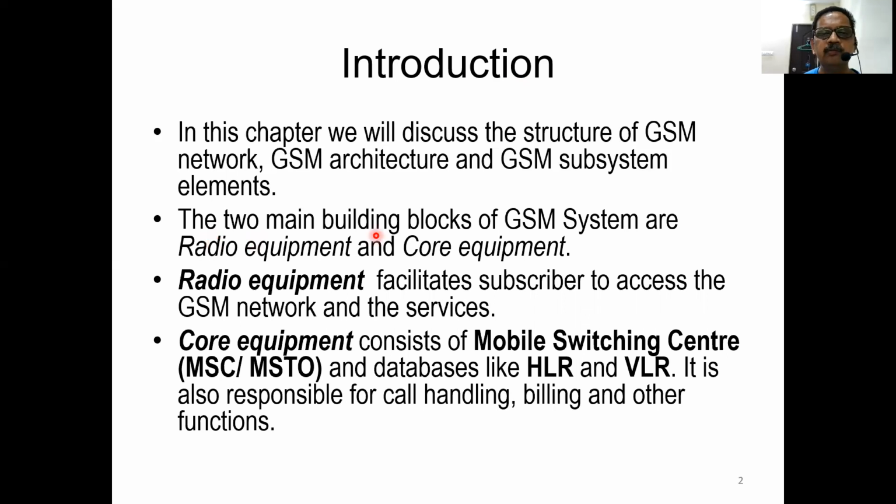The two main building blocks of the GSM system are radio equipment and core equipment. Radio equipment facilitates subscribers to access the GSM network and the services offered by the GSM network. So this radio portion facilitates the access of the user to the GSM network for availing the services offered by it.